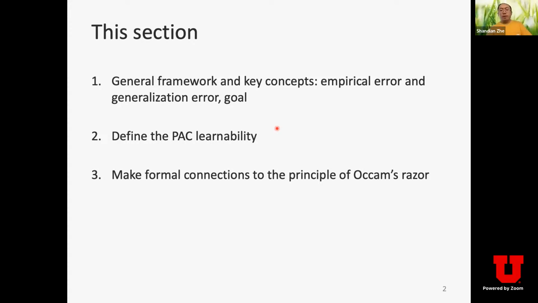Okay, so we're going to give a general framework for computational learning theory. Why should we build such a framework? To describe the capability of learning algorithms, and also to define the meaning of learnability. So we're going to introduce two fundamental concepts. One is called the empirical error. The other is called the generalization error. And then with these two errors, we're going to state the goal of computational learning theory.